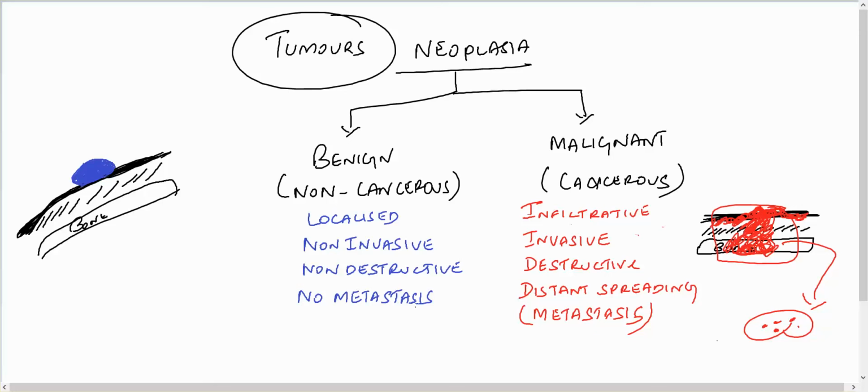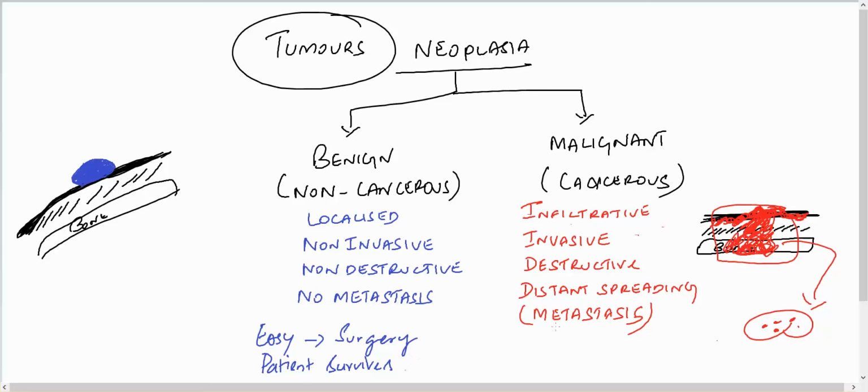Okay, so which tumor is easy for giving treatment? Benign tumors can be easily removed by small surgeries. Generally the patient survives and they will not affect the survival of the patient.